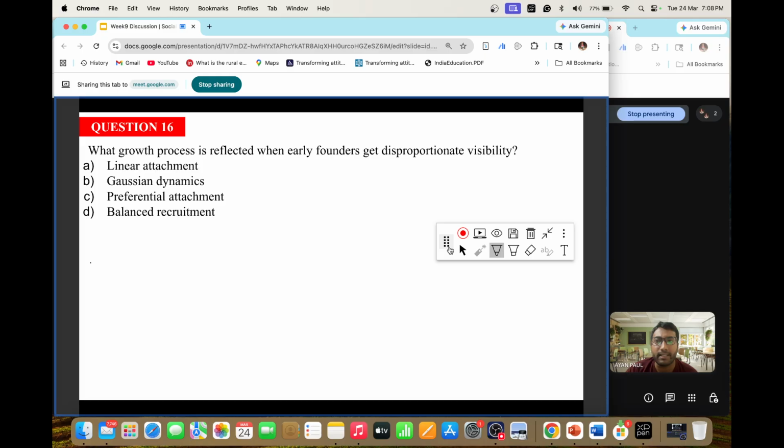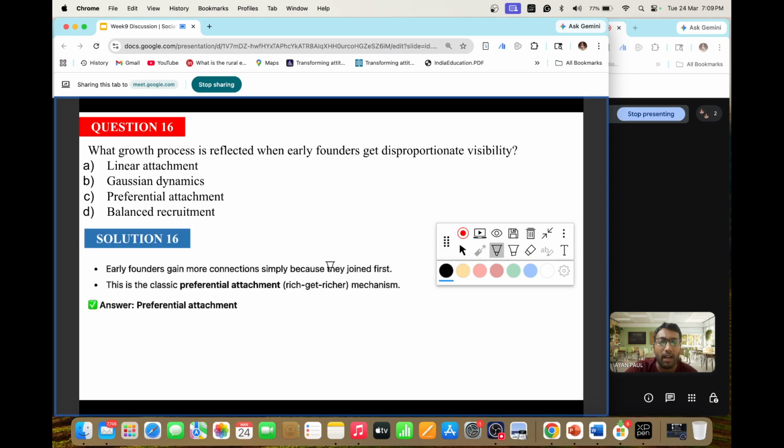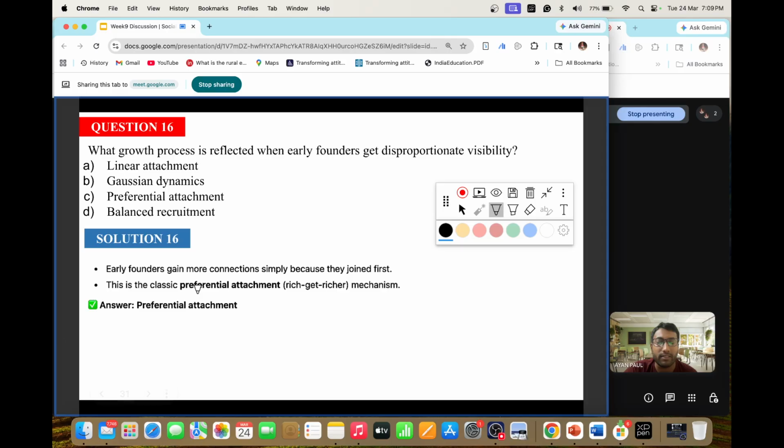Question number 16. What growth process is reflected when early founders get disproportionate visibility? Linear attachment, Gaussian dynamics, preferential attachment, or option D, balanced recruitment? So option C is the correct answer, that is preferential attachment. Early founders gain more connections simply because they joined first. This is a classic preferential attachment, rich-get-richer mechanism. So option C is the correct answer.